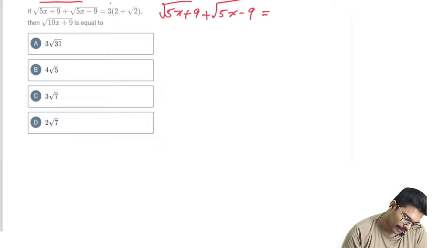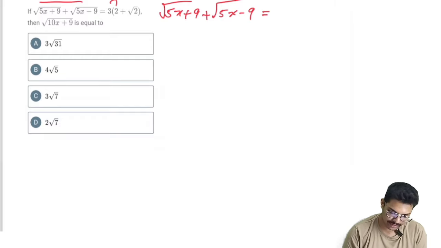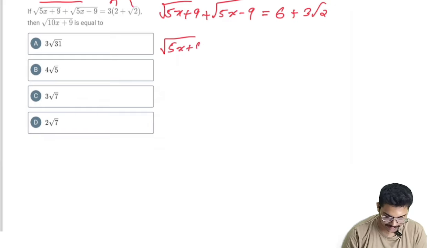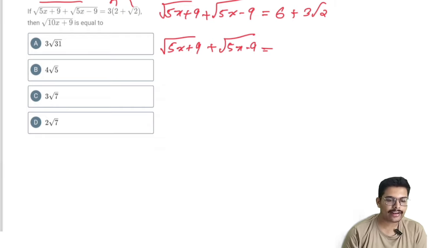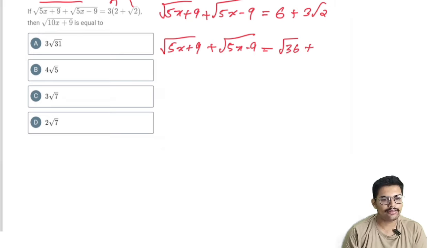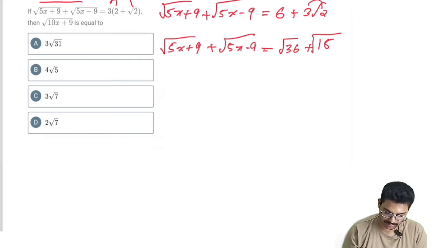Now I am opening this bracket, 3 into 2 is 6, then this will be 3 root 2. Now root of 5x plus 9 plus root of 5x minus 9 equal to, can I write 36 as root 36? And similarly this 3, if you take inside the root value, it will be 9. 9 into 2 is root 18. Now I am comparing both values.